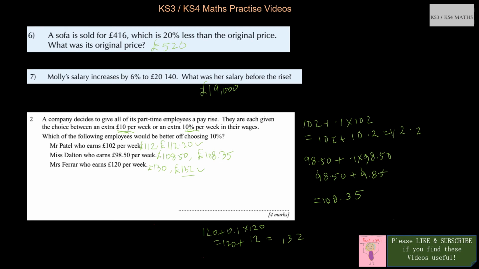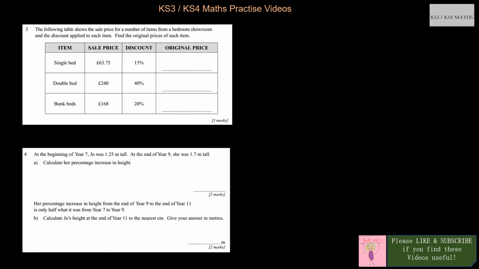Okay. The next one is: the following table shows the sale price for a number of items from a bedroom showroom and the discount applied to each item. Find the original prices of each item. So what we are going to do here is find the original price. This is the sale price. The discount, mind you, has been given on the original price. It's not on the sale price.